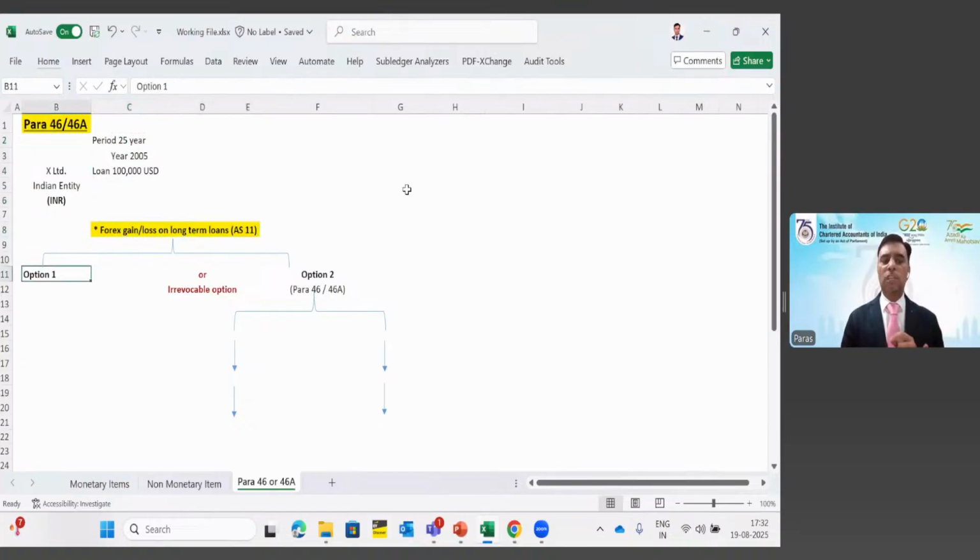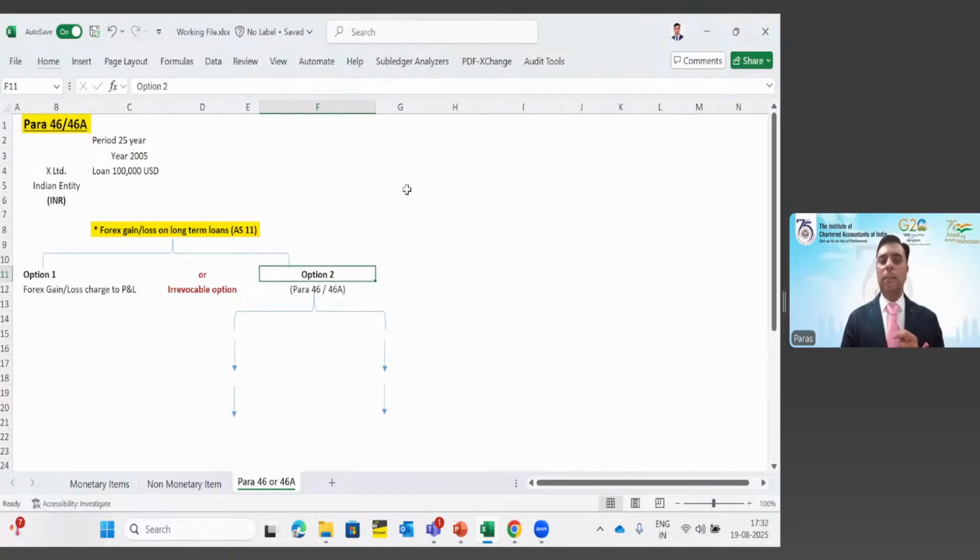So two options were there. The first option was the original, that is, forex gain or loss can be transferred to the P&L account, right? But the MCA provided them one irrevocable option. What is the meaning of an irrevocable option? If option number 2 is selected, you cannot go back and you cannot transfer this gain or loss to the P&L account. You will have to defer this exchange gain or loss to the balance sheet.